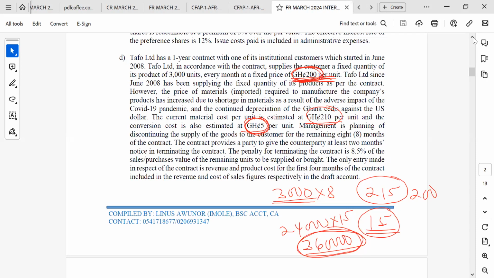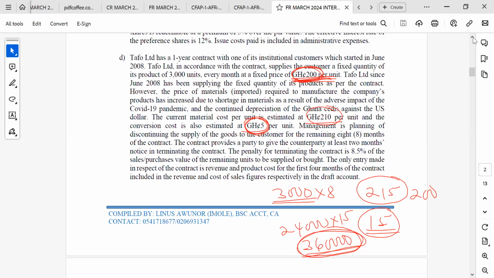The question is, this contract is not viable. And I cannot just stand up and say I will not produce. The people will charge me a penalty or termination cost. So let me go with the other option. If I want to continue, this is the amount. If I want to terminate, how much am I paying now?